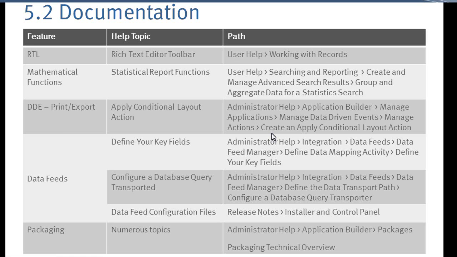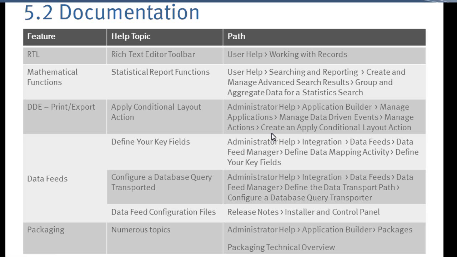What you're seeing now are the features that have been documented for the 5.2 release. It gives you the feature, which is right to left, mathematical functions, DD print export, data feeds, and packaging, with the help topic and the path to that help topic. With packaging, obviously there were numerous topics updated, so it would be best to do a full text search on packages, and you will find everything that was written about packaging at that point, including what's in the technical overview.